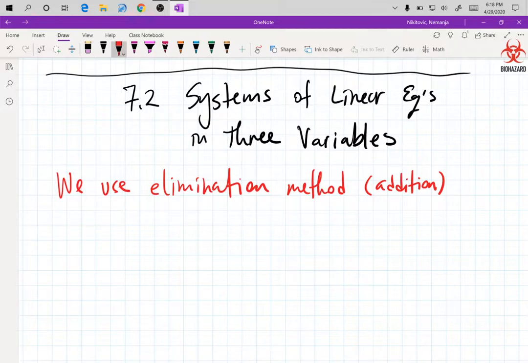Now, as in the previous case, the only thing that you are going to do here is to multiply equations and then add. You can also subtract equations. So add them or subtract to eliminate one of the variables.